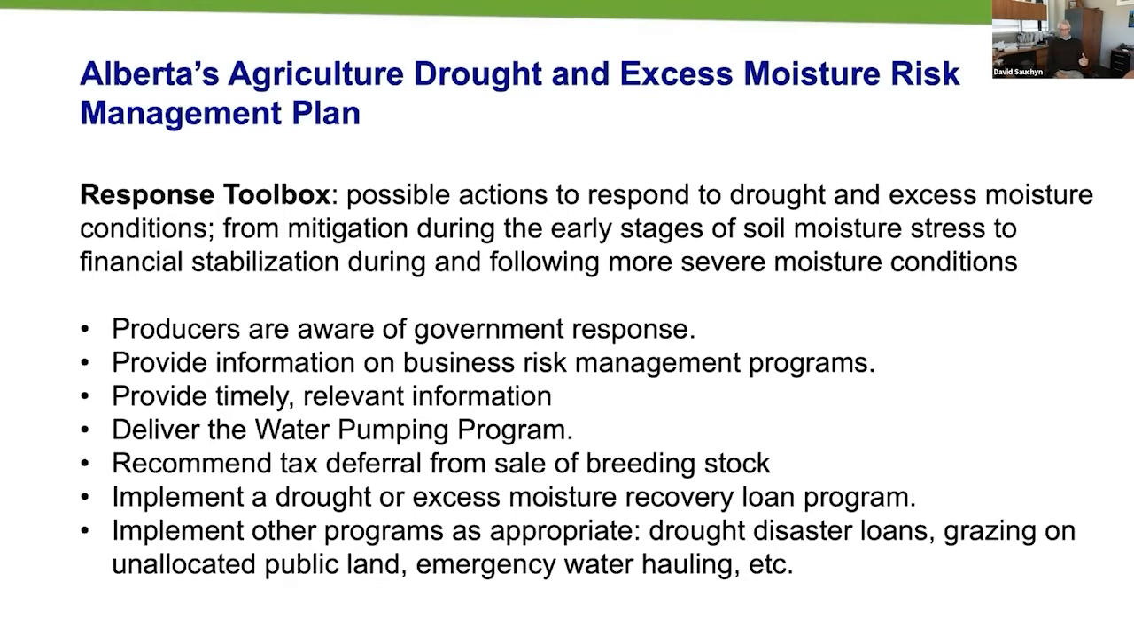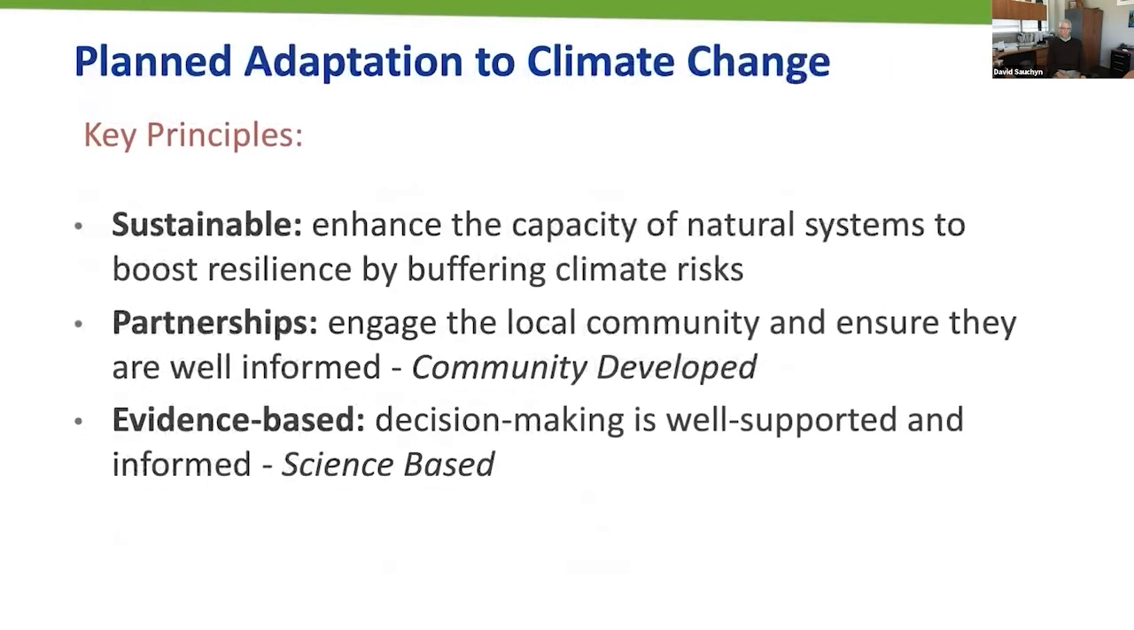So in addition to taking advantage of these various programs and sources of information, of course, there's a need for more planned and proactive adaptation to climate change. Here's a high-level look at planned adaptation to climate change in terms of the key principles. Effective adaptation to climate change must be sustainable. It must take advantage of the capacity of natural systems to boost resilience and to buffer climate risks. There has to be partnerships. The local and community has to be engaged. And of course, it has to be science or evidence-based. It has to be based on reliable information.